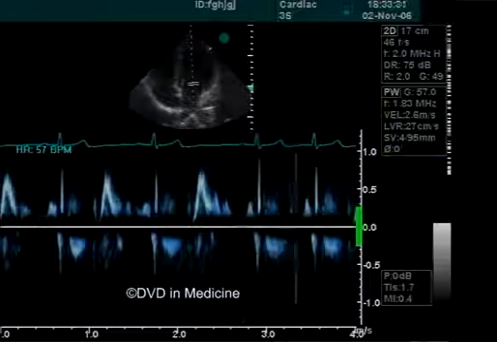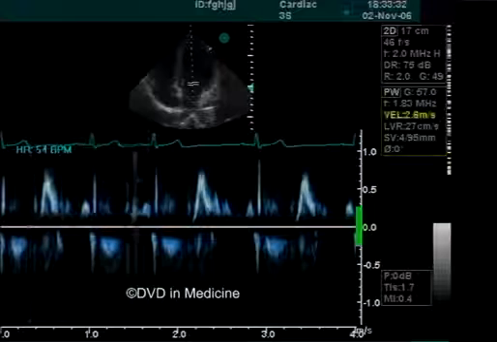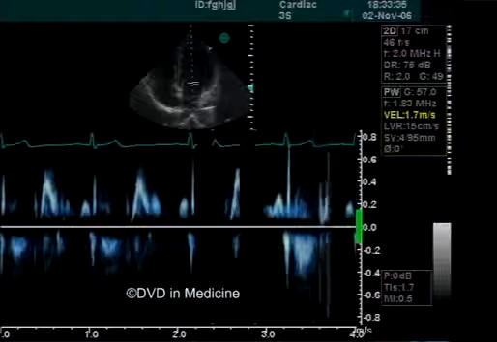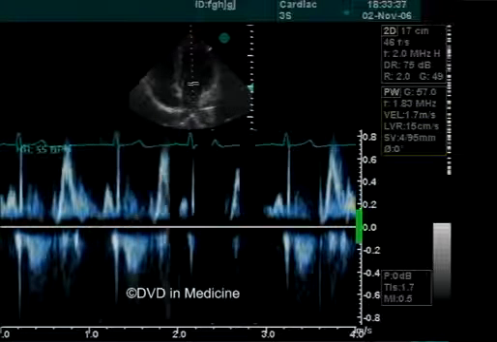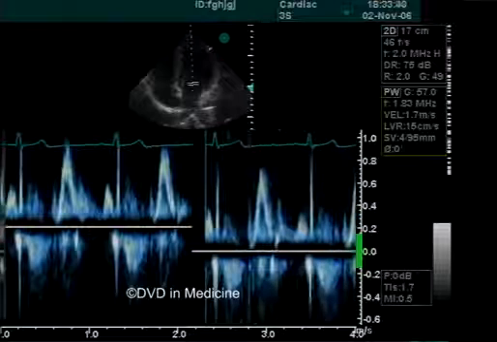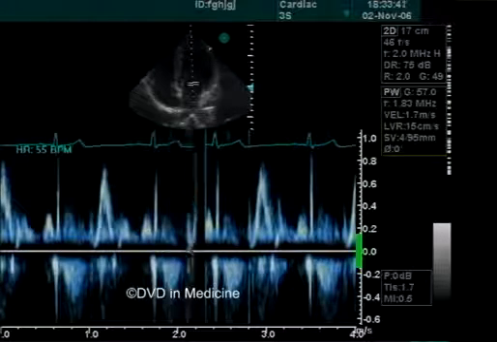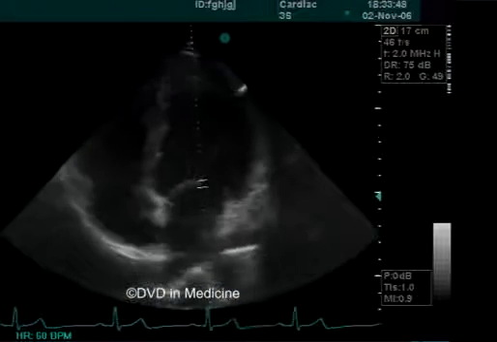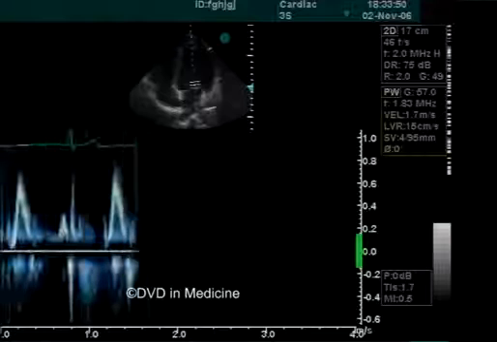When one is performing a Doppler recording of blood flow through the mitral orifice, one should place the sample volume at the tips of the mitral leaflets. This transmitral Doppler waveform allows us to assess the left ventricular diastolic function.